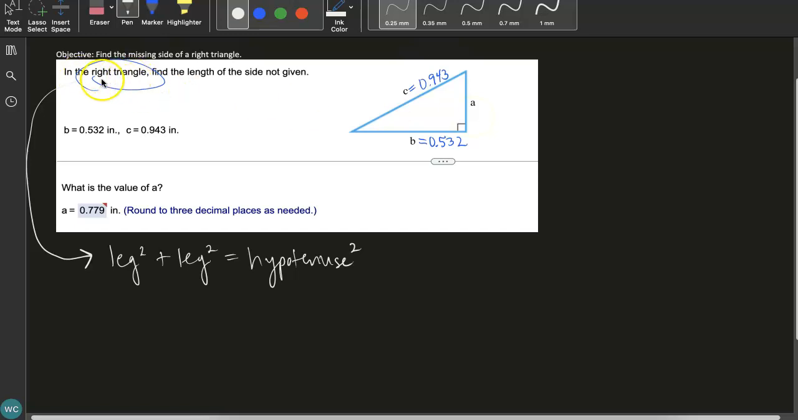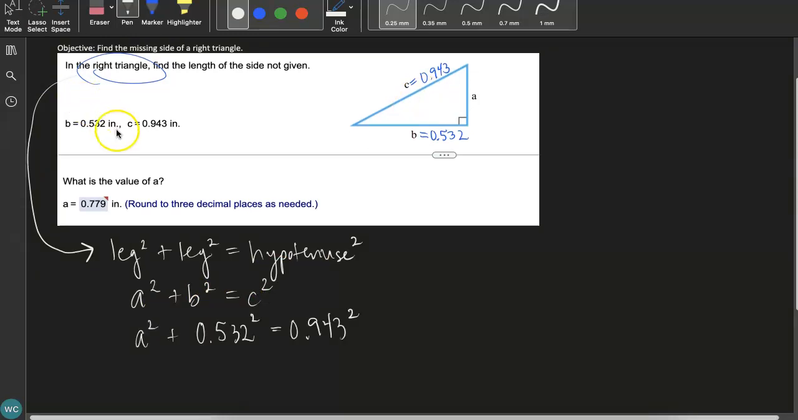So again, because this is a right triangle, I can use the Pythagorean theorem, which says the leg squared plus the other leg squared equals the hypotenuse squared. Or you may be used to seeing it as a squared plus b squared equals c squared. Regardless, we would just want to make sure that the hypotenuse is labeled as c, and I do see that in this case for this particular right triangle. So now what I want to do is substitute the values that I'm given, which are b and c, into this Pythagorean theorem.